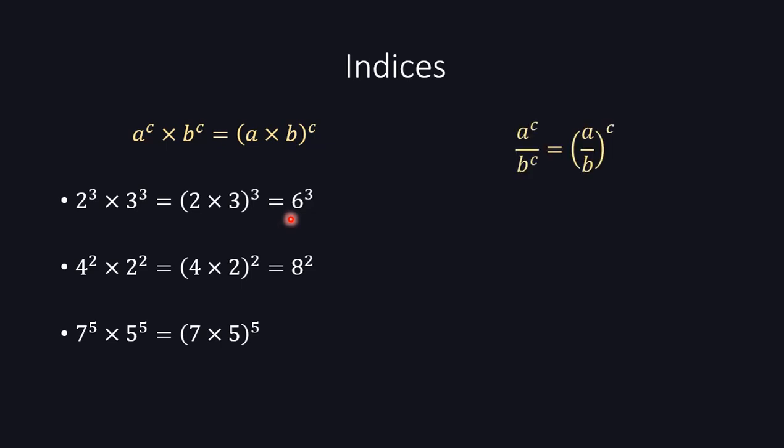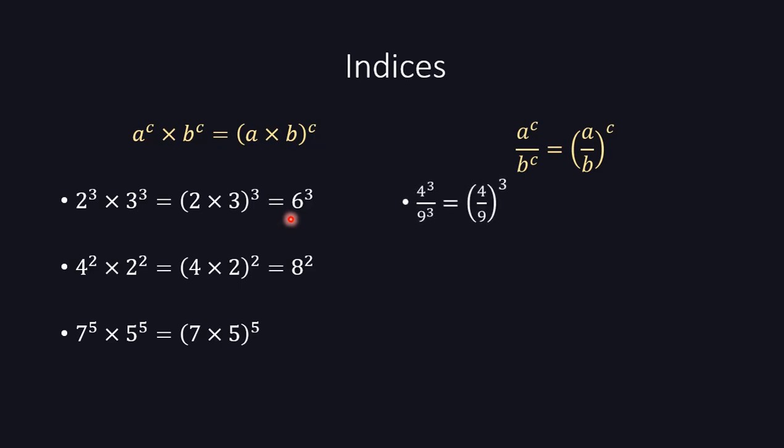So the next rule says that if I have a number a raised to the power c divided by another number b raised to the power c, it can be written as the expression a divided by b with c being the power of the entire expression. Again, for this rule, the bases are different, but the powers or the exponents are going to be the same. Let's have a look at the examples.